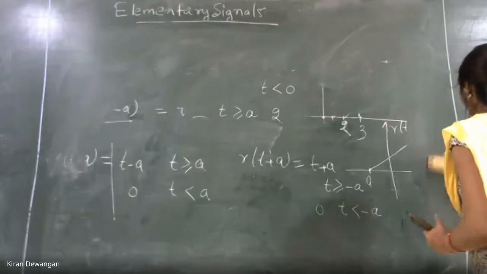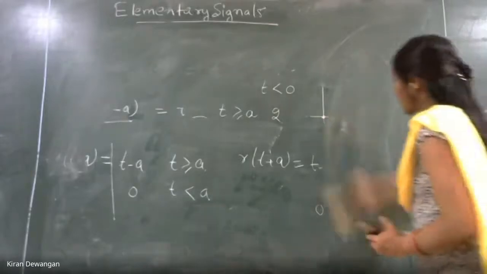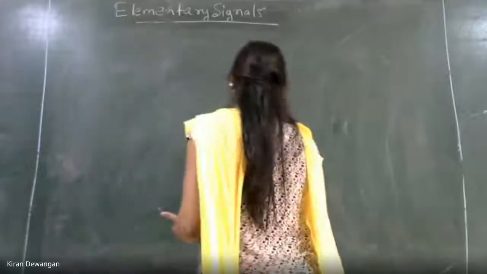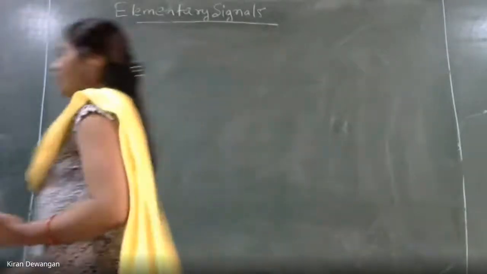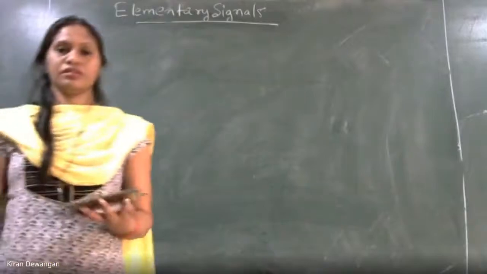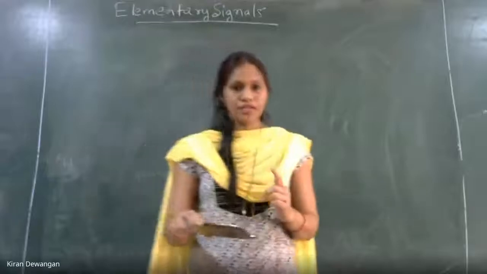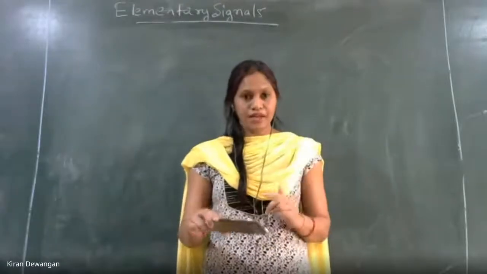Now if we talk about discrete, can we plot u of n? U of t is what? U of t क्या होता है? It is a unit step function. U of t is a unit step function.